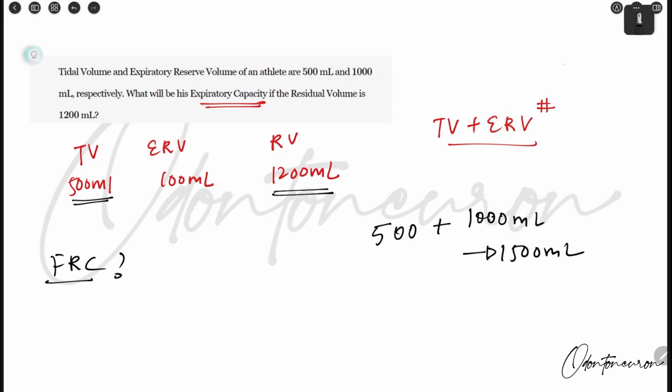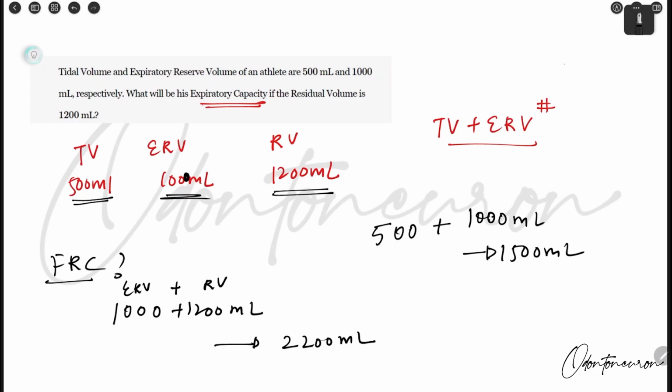Now what if they ask you FRC, forced residual capacity? What will be your FRC? Forced residual capacity is 1000 plus 1200 ml. That is your ERV plus RV, which is around 2200 ml. Got it? Wait, ERV they gave 100 or what? ERV is 1000, sorry, it's 1000, not 100. So it's around 1000 plus 1200 ml, it's your 2200 ml. Clear?